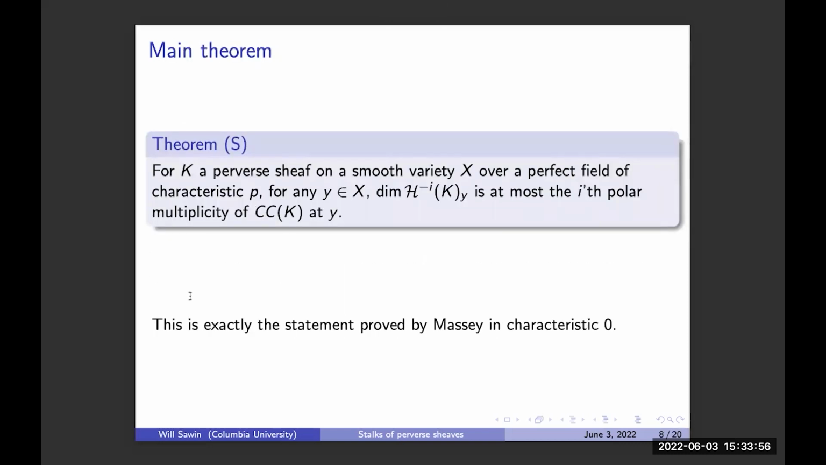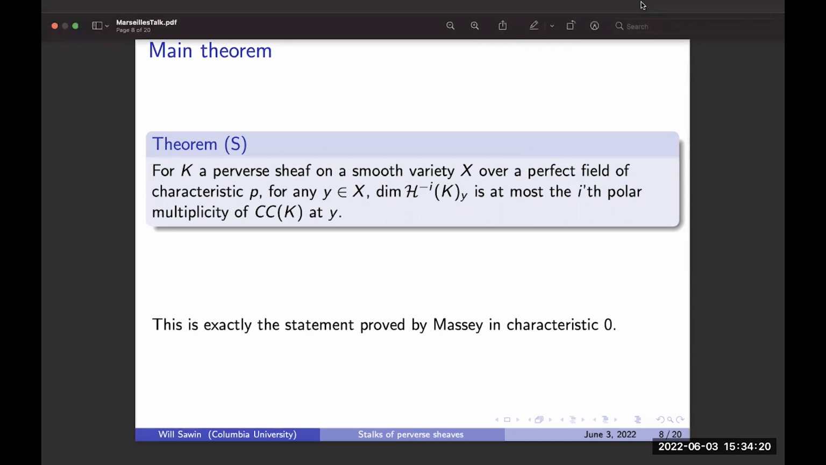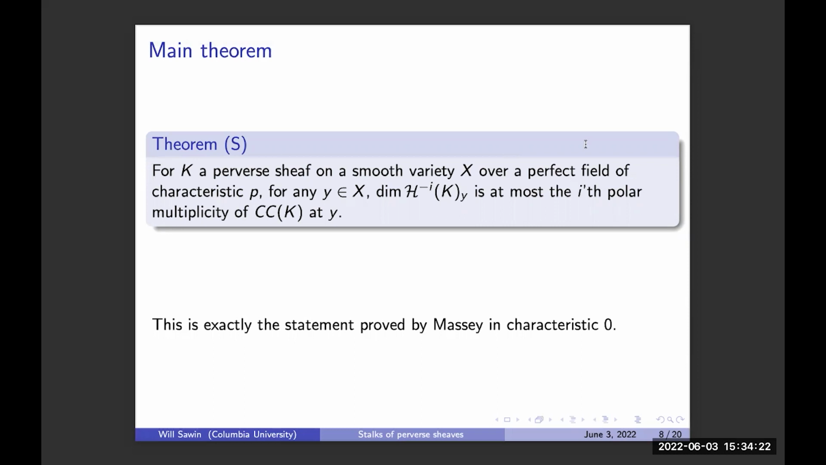So the main theorem is going to be the same statement Massey proved, in characteristic P, for a perverse sheaf on a smooth variety over a perfect field of characteristic P, for any point in X. The dimension of the cohomology in degree minus I at the point Y is at most the ith polar multiplicity of the characteristic cycle of K at Y. Does anyone have questions about this statement?